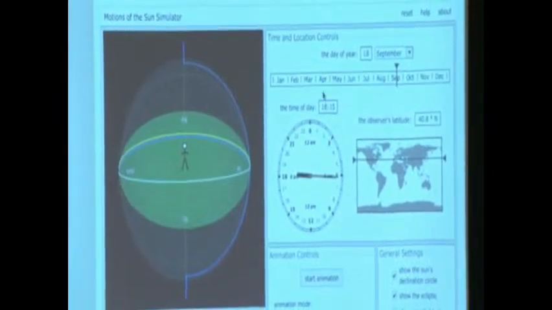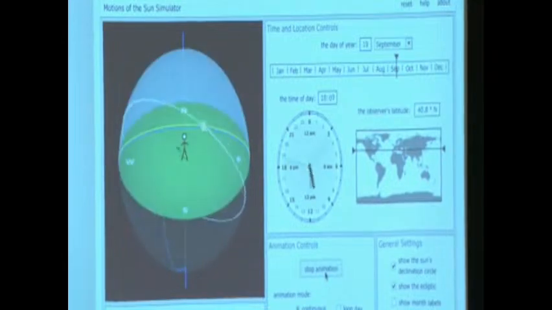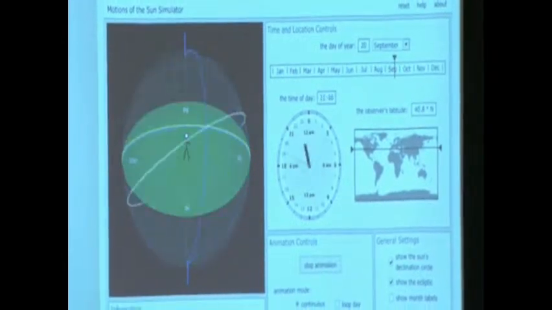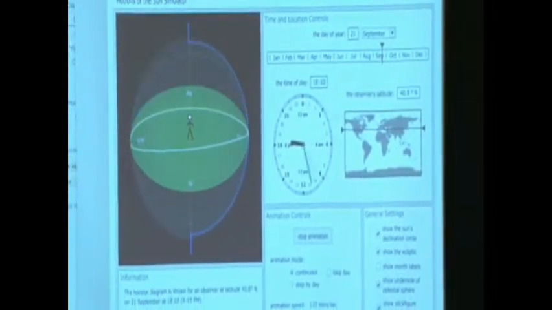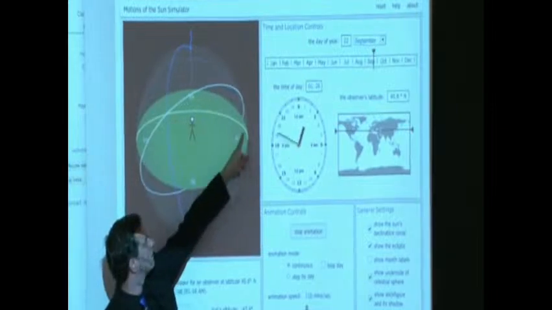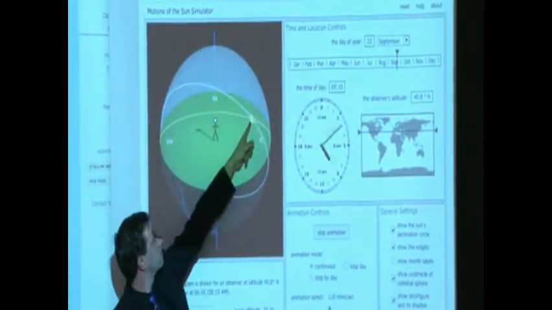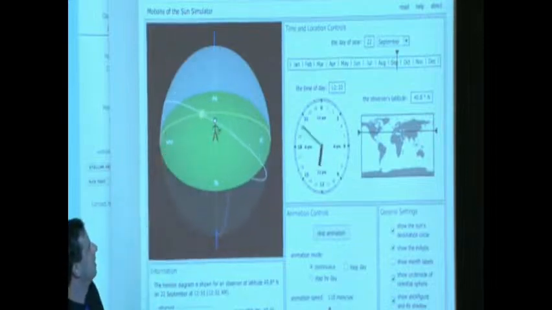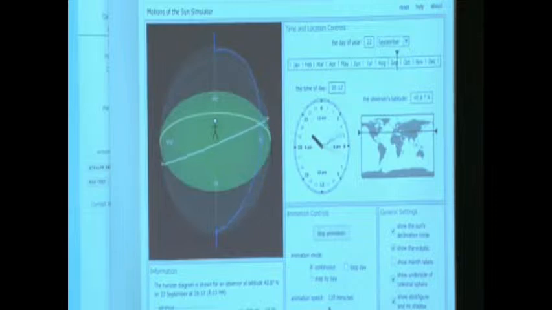And in terms of time of day, we can pretty much just cycle through the time of day if we like. We could, for example, start animation. Let's see, this is going very fast right now. I'm going to slow it down. So you can see the time of day moving right over here. And relative to our vantage point on the surface of the Earth, this little yellow dot here and this yellow line is tracing through the path of the sun in the sky from our perspective.